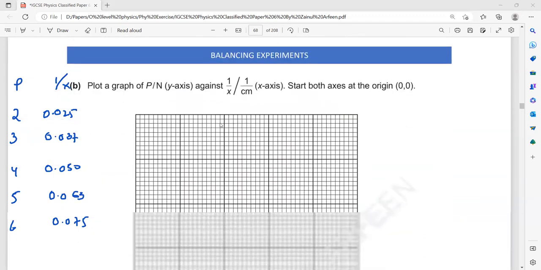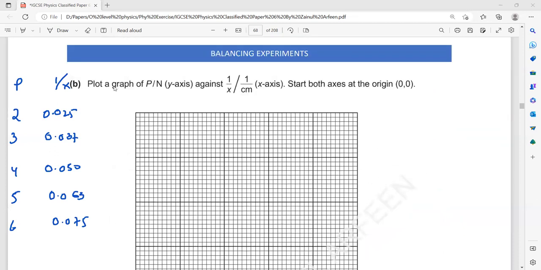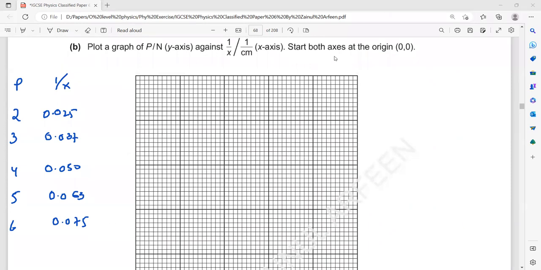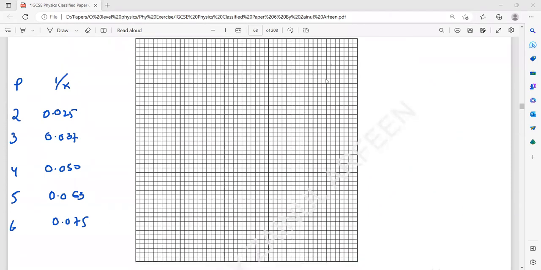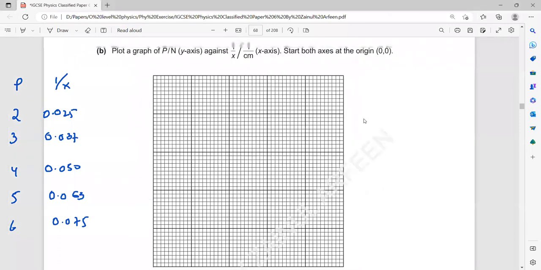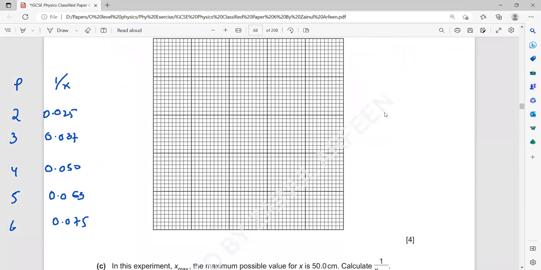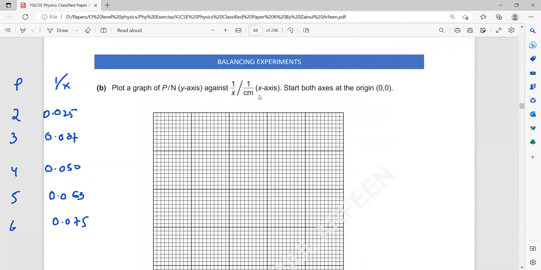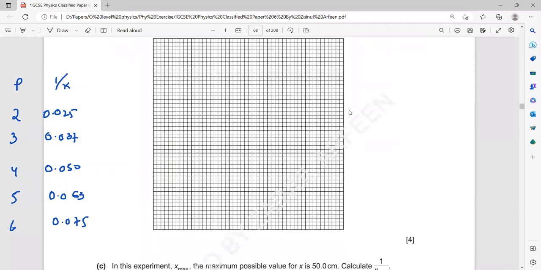Next we have to plot a graph. Plot a graph for P on the y-axis, and both axes must start from 0. See, they specify here that you should start from 0. You cannot start with any other number. So we have P on the y-axis and 1 over x on the x-axis. So here we need 1 over x, and here we have P. 1 over x, and the unit is 1 over centimeter or centimeter inverse.